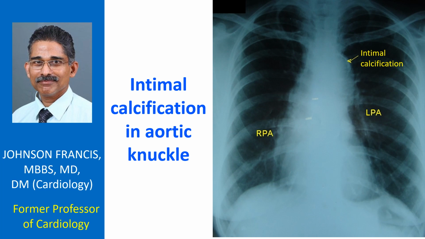A prominent aortic knuckle can occur due to unfolding of aortic arch. Rarely it could be due to aortic arch aneurysm as well. Dilatation of the pre-stenotic segment in coarctation of aorta can also cause a prominent aortic knuckle on chest X-ray PA view.